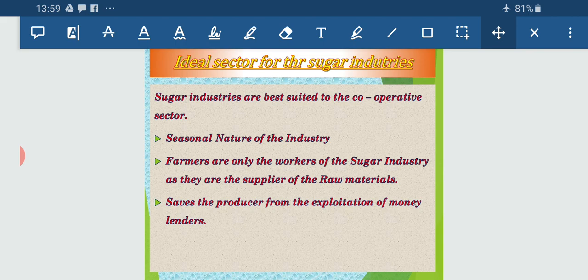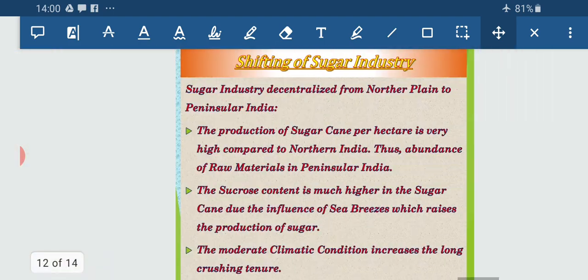And thirdly, to save the producer from the exploitation of the money lenders. Those who are producing are only supplying the raw material. So if extra workers are engaged in the industry, they have to borrow money for getting the raw materials. As a result, the cost of production will increase. So just to save from this tendency of excessive expenditure from the money lenders, the sector best suited for the sugar mills is the cooperative sector. So hopefully the concept is clear to everybody.